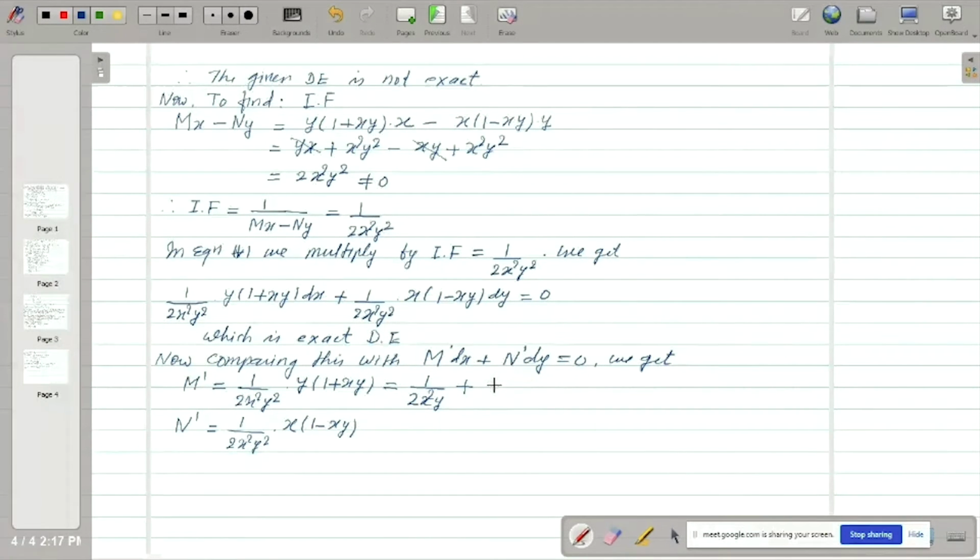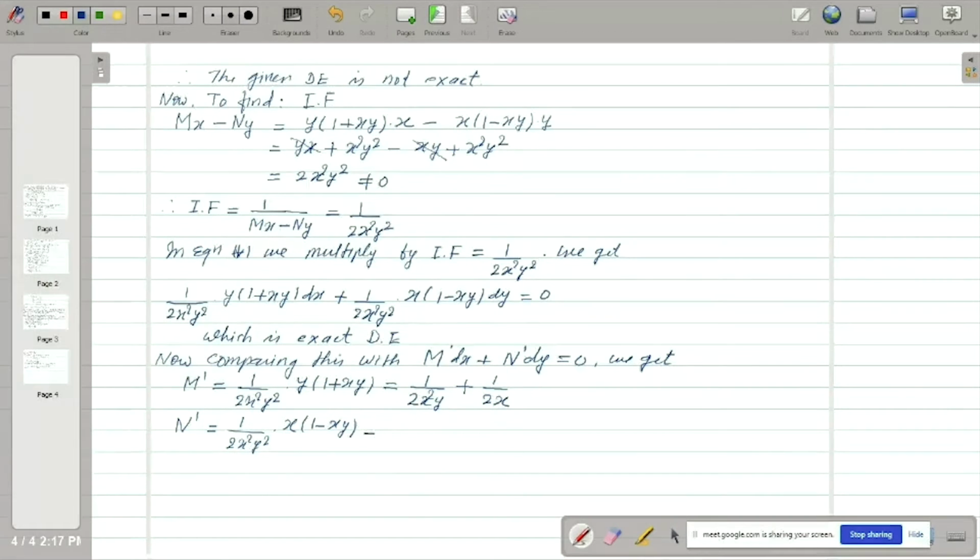This is what? 1 upon 2x. Okay, just multiply first. This becomes x y square. So y square cancels, and 1 x cancels. So this becomes 1 upon 2x.